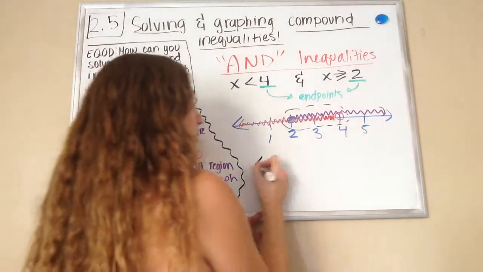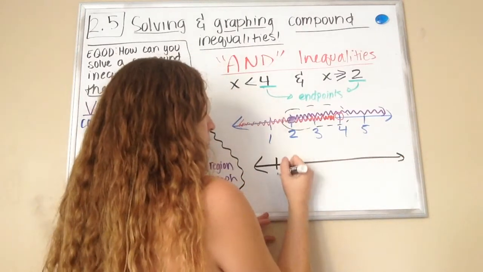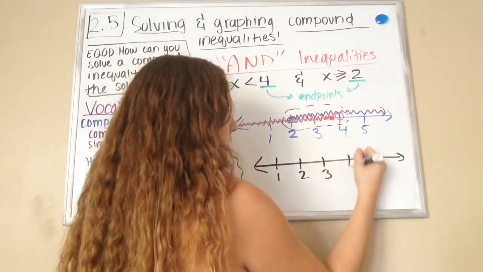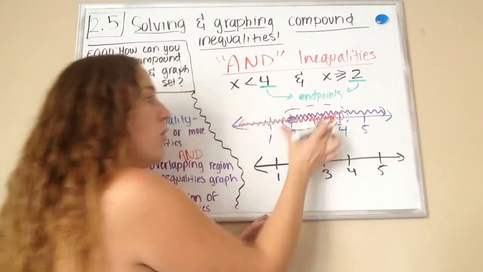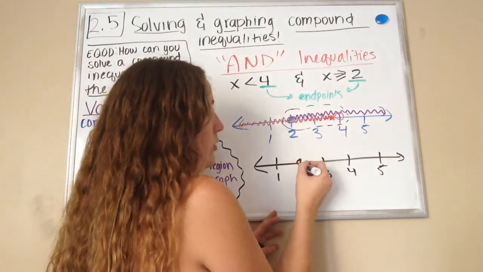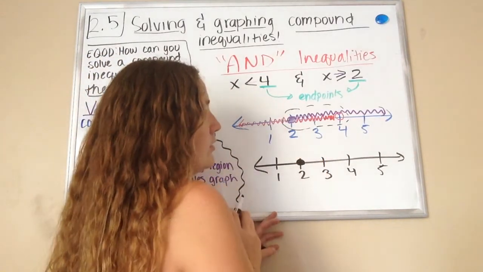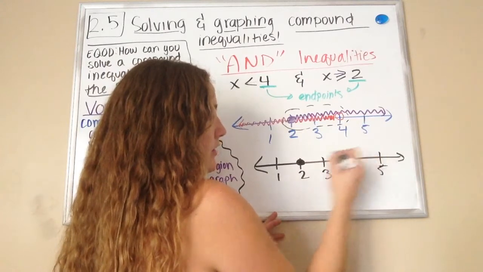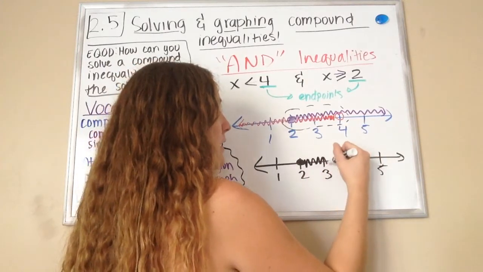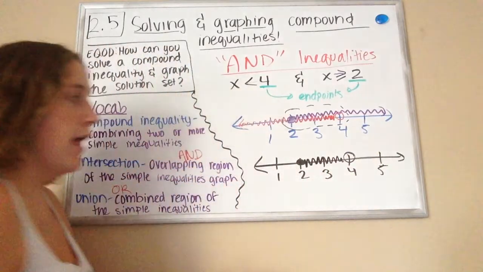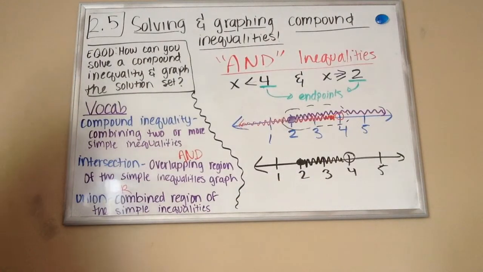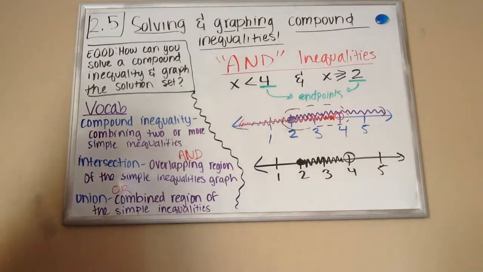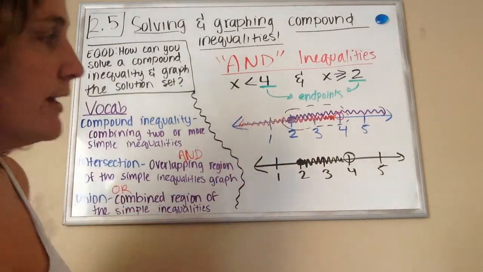So I'm just going to bring a number line down here. 1, 2, 3, 4, 5. Okay, we only want that overlapping stuff. So at 2, it's a closed dot. At 4, there's an open dot. And in between is where we shade. That's how we graph our complex AND inequalities. Awesome.